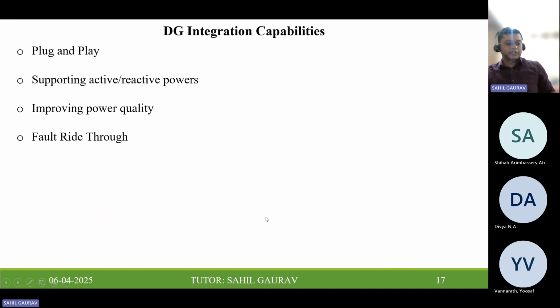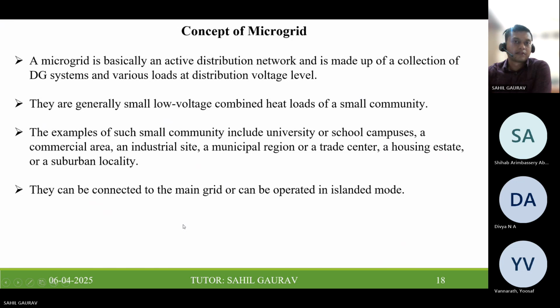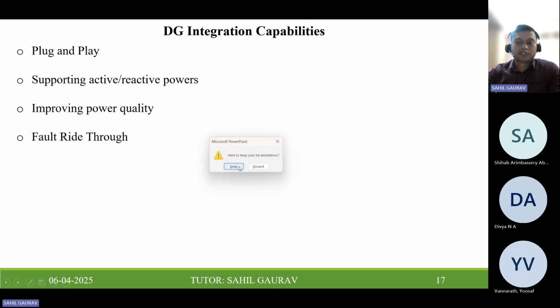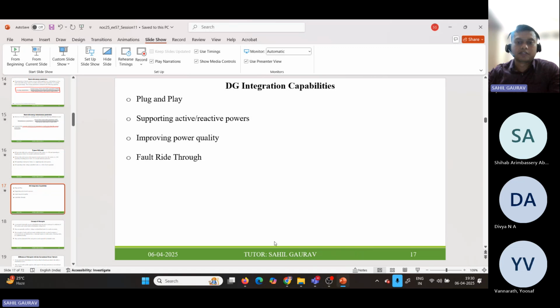Now the DG integration in the grid can be of plug and play type, and it can support active and reactive powers, improve power quality, and handle fault ride through. So this is about our distributed generation. Now we will move to the microgrid concept. Till here, if you have any doubt, you can ask. Otherwise, we can move to the next section, that is microgrid.